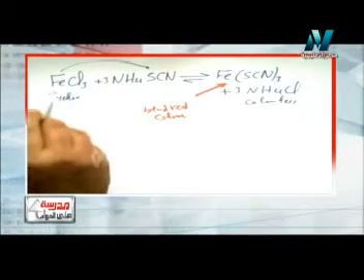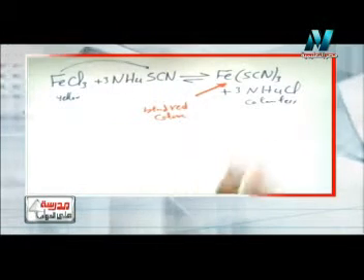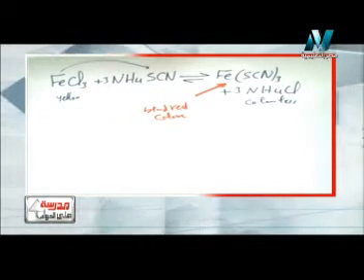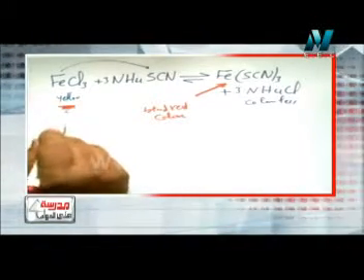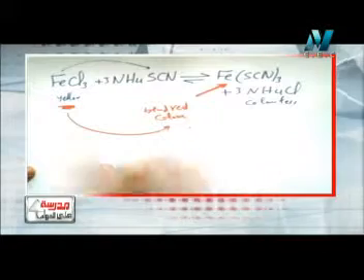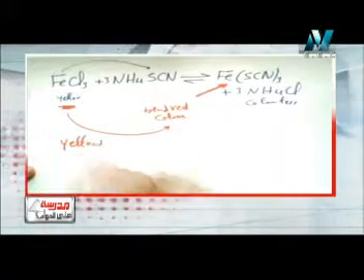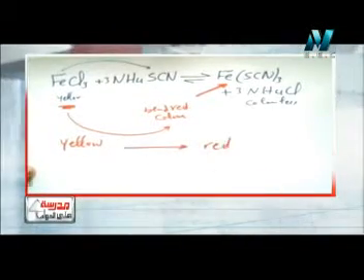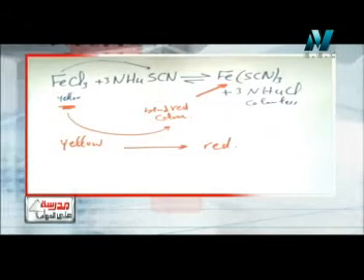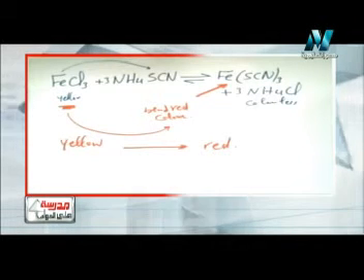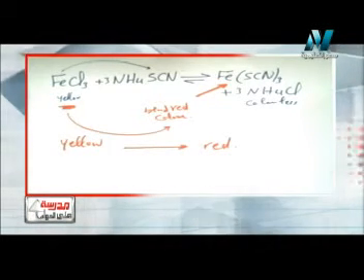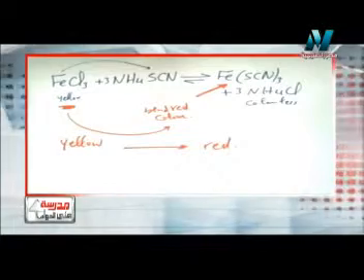So when we add FeCl3 to ammonium thiocyanate, it gives iron 3 thiocyanate and ammonium chloride, and the yellow color of FeCl3 turns into red. The color changes from yellow to red. As we increase the iron 3 chloride, the concentration of the red color increases. So it means that increasing the concentration increases the rate of the reaction. This is about the equation, about the experiment.